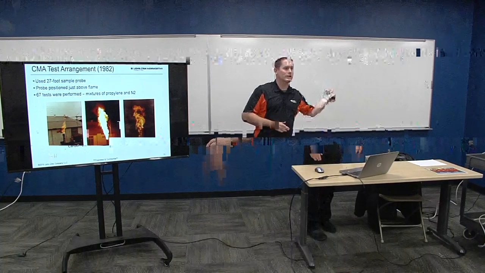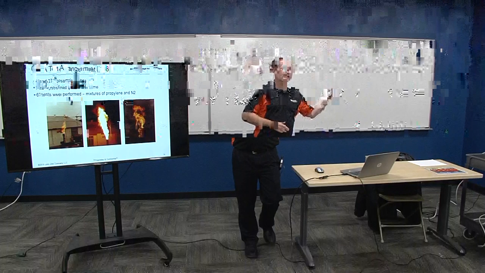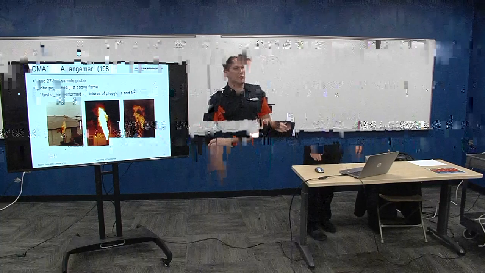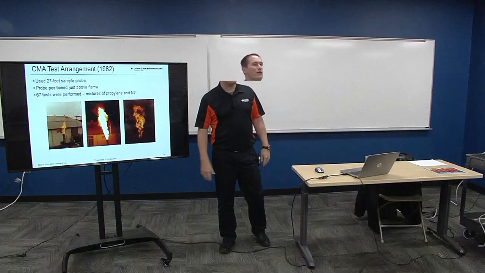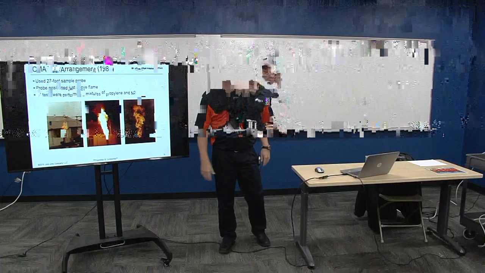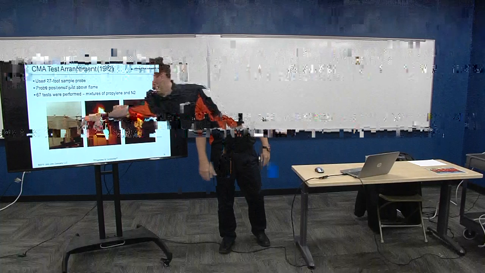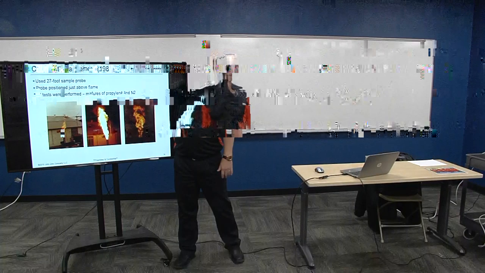So how do we know what flares do? In 1982, there was a test at John Zink, back when it was on Peoria, in the middle of Tulsa, right? We were creating big fires, causing people concern, and catching our roof on fire, all that fun stuff, right? But we were able to run this test through an organization called CMA, where there's an old school sample probe here that we put above the flame where we could take an extractive sample to figure out what the destruction efficiency was of these flames.